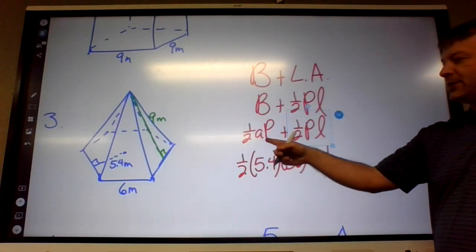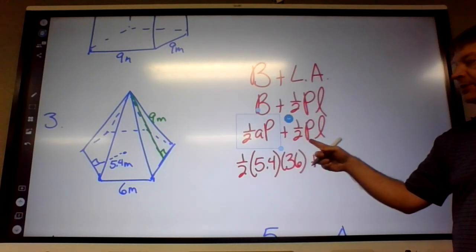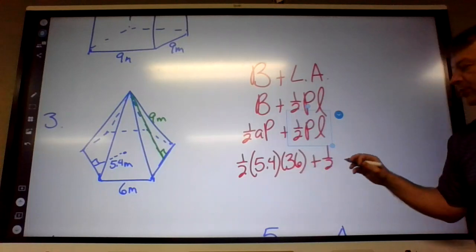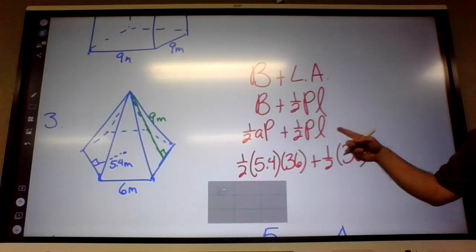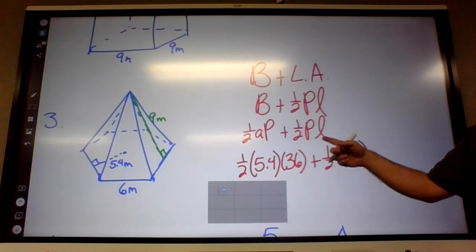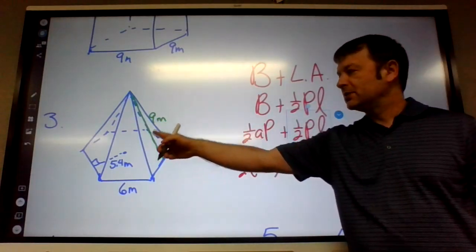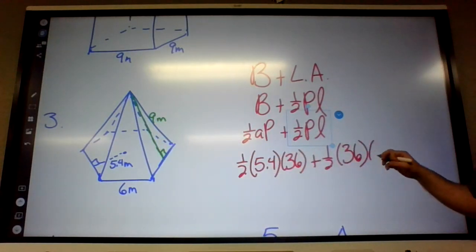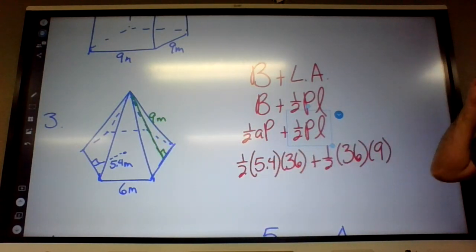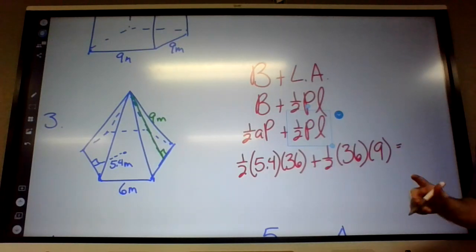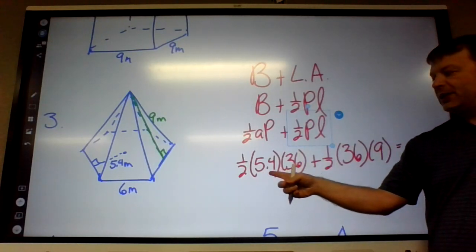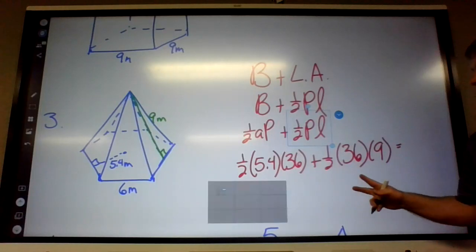in this case, the base and the lateral area both have a perimeter. What did this little cursive L stand for? Slant height. That would be the 9 over there. I kind of like to use parentheses because I feel like it's easier to read than just putting dots. But you don't really need that on the calculator.